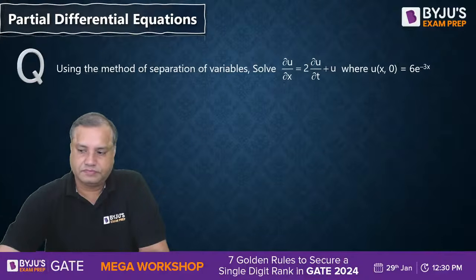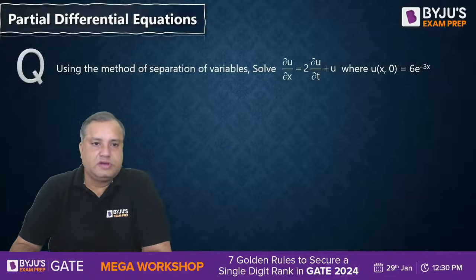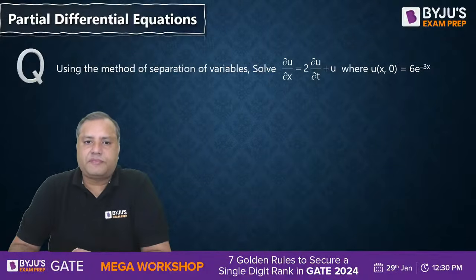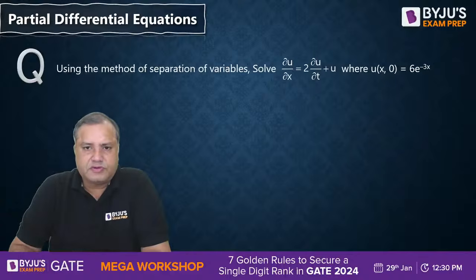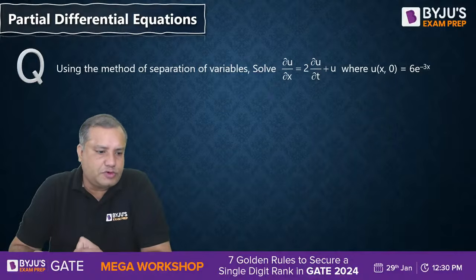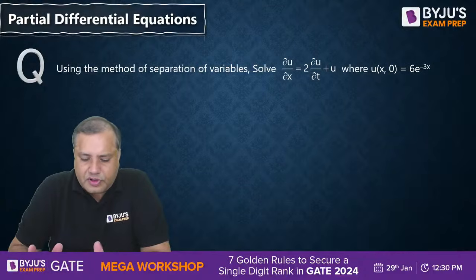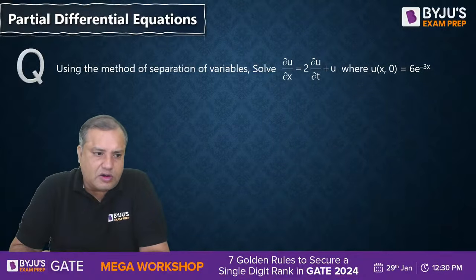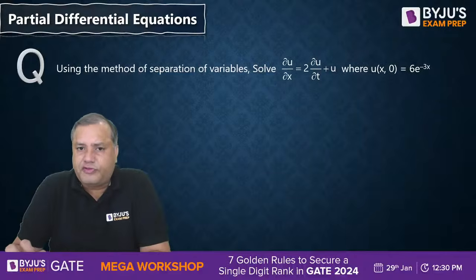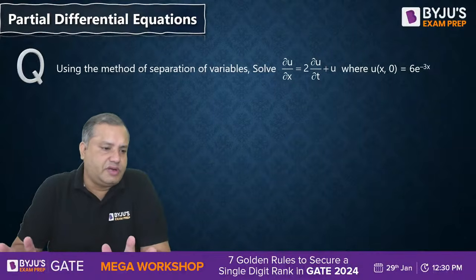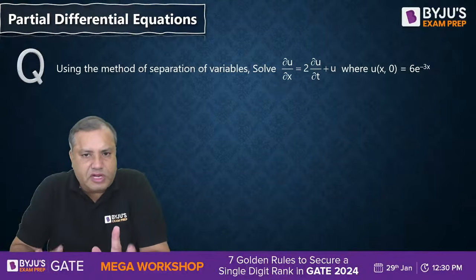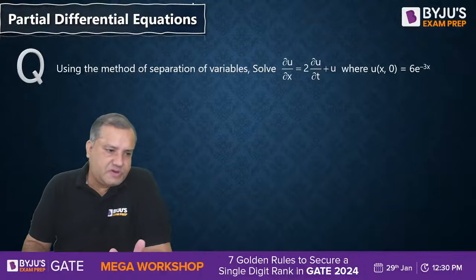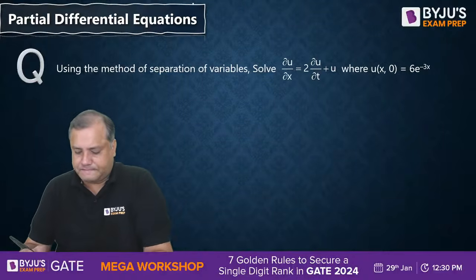See, using the method of separation of variables, solve this: del u by del x equal to 2 times del u by del t plus u. Now, at this point of time, stop thinking about whether this will be in GATE or not. Just give me a free hand to explain the concept. I just need 15 minutes from your side. Okay. Yes, stay tuned.